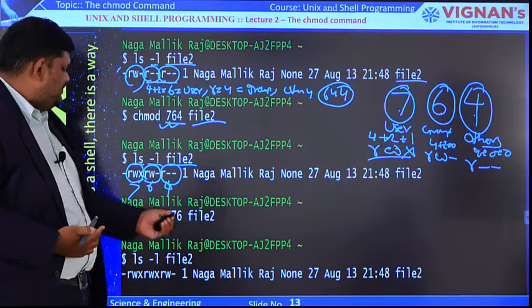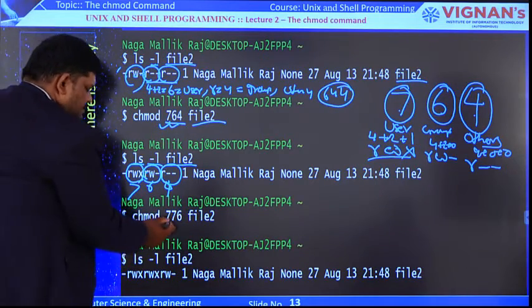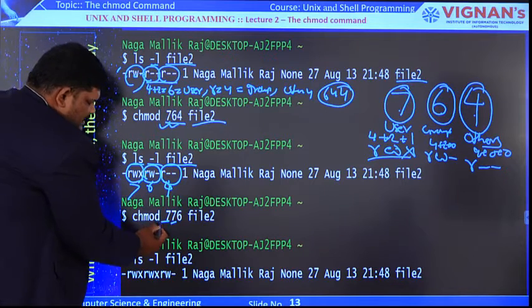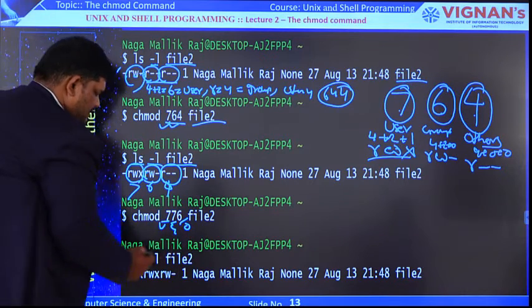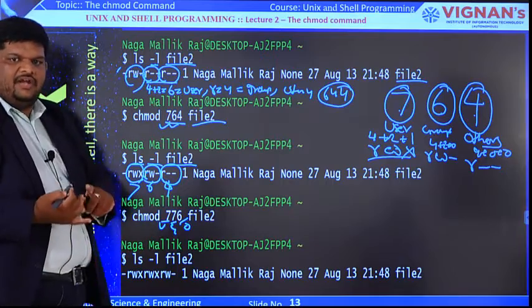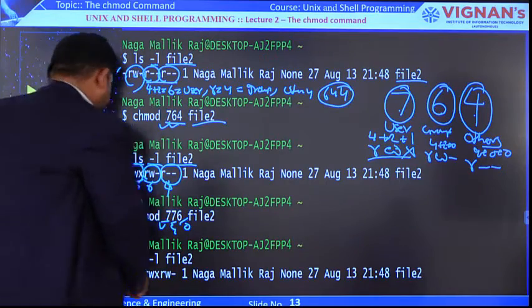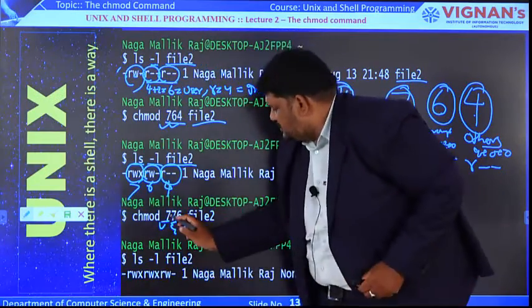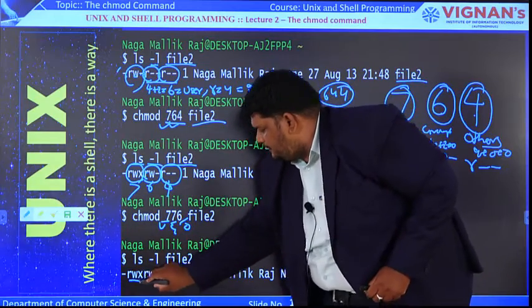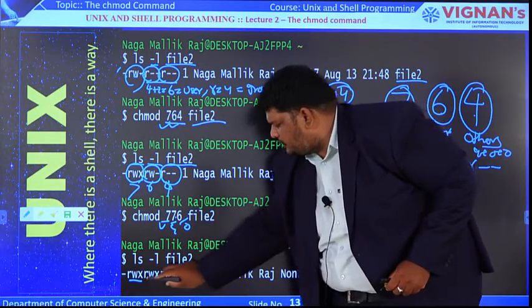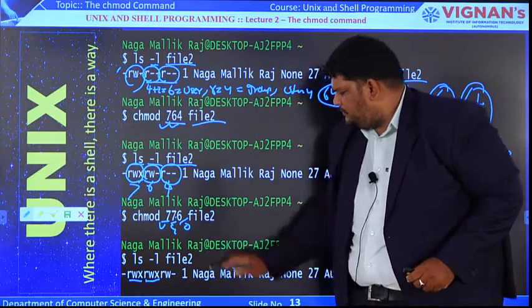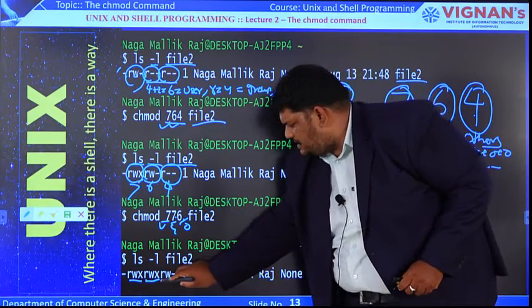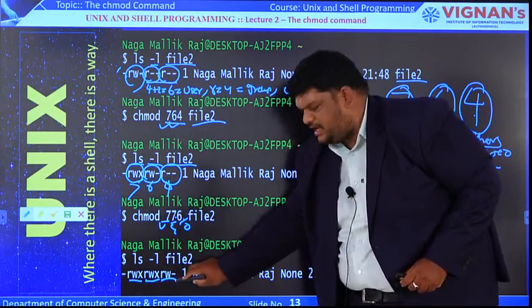Similarly here 776. We already know 7 is for user, this 7 is for group, this 6 is for others. So this 7 indicates read, write, execute. Another 7 indicates for group read, write, execute. For others, 6. 6 indicates only read, write, there is no execute permission.